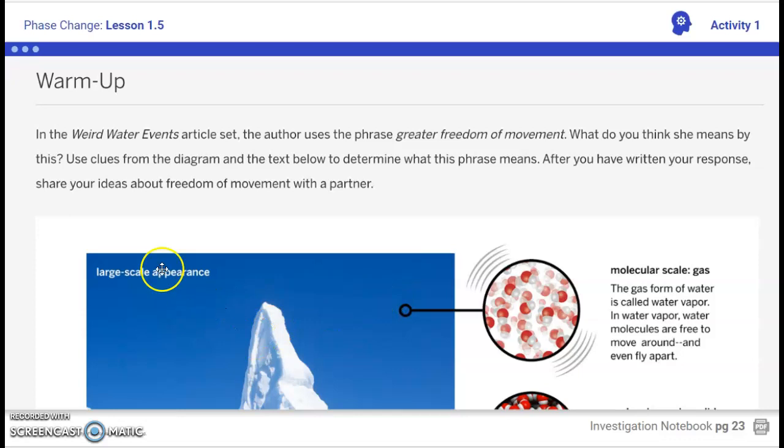So right below this on your warm-up, it also asks you to read a third paragraph before you do your response. If you didn't read that third paragraph, pause now so you can go back and do that.